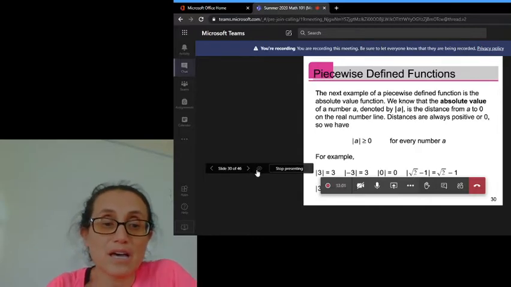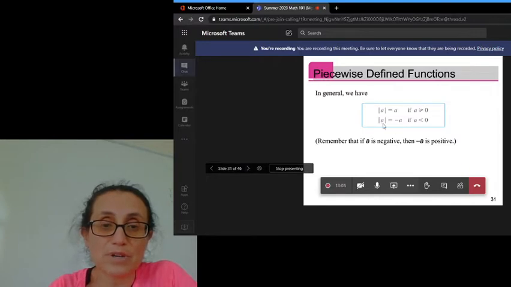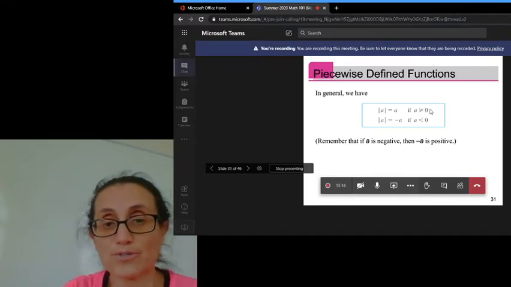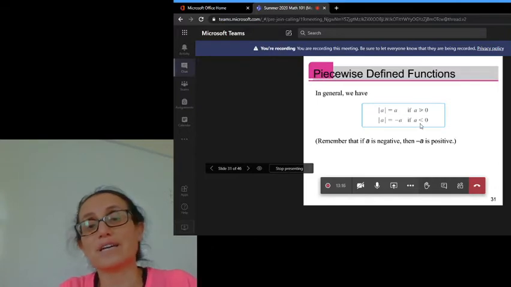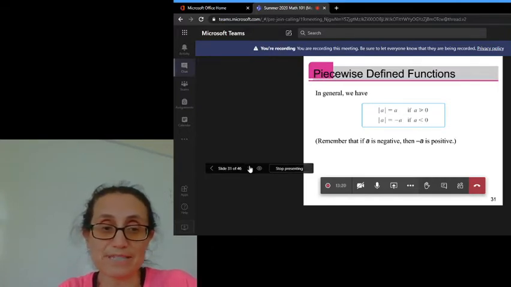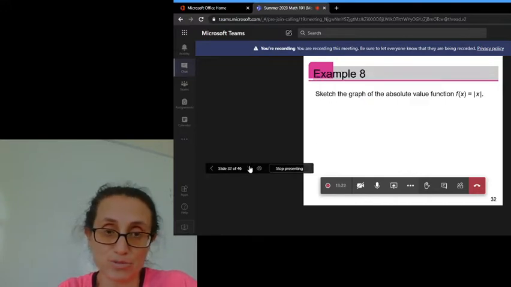Okay, and let's see. What is absolute value? You can see the definition here. Whenever a is greater than or equal to 0, the absolute value of a is a. Whenever a is negative, it's negative a. We discussed this in our previous classes, and most of you know about that.